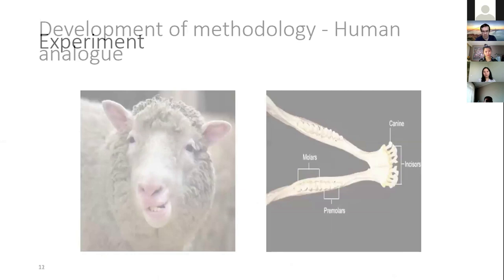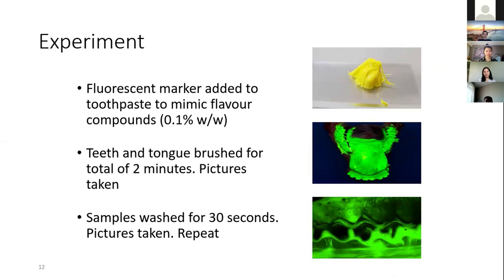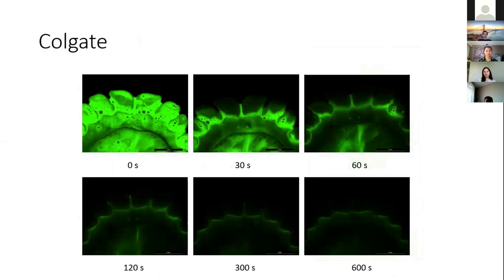The experiments were to fluorescently mark the toothpaste with sodium fluorescein, then brush the teeth on all the surfaces, and then wash in a tank full of water initially. These are Colgate toothpaste images here. You can see at 0 seconds, we've got a good covering all over it.